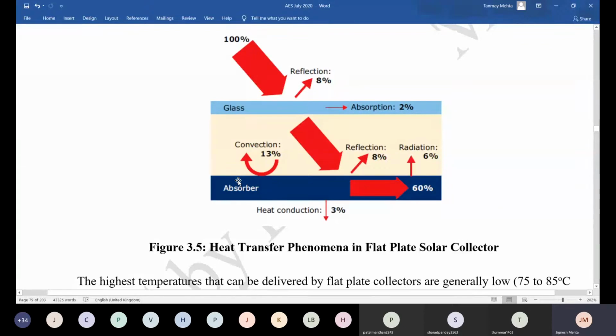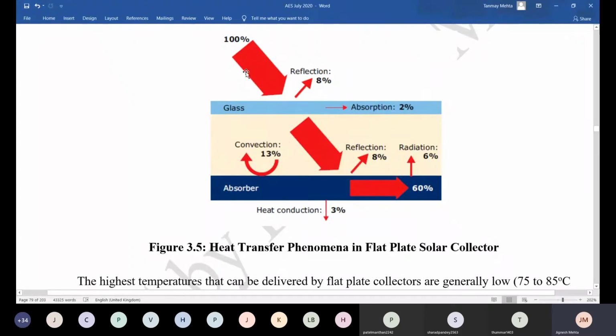Okay. So with the help of this diagram, these numbers that are shown here, the percentages, are typical or representative numbers. The actual numbers could be close to this in case of an actual flat plate collector also, but it's not that it has to be this many percent for each collector, right? We are talking about numbers which are generally in this range in a flat plate collector.